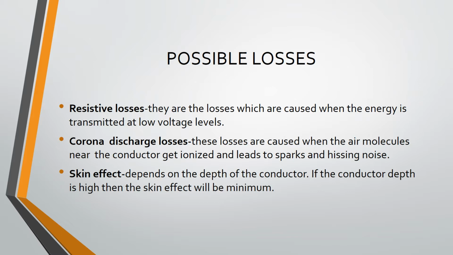Firstly, residual losses. These losses are mainly due to the transmission line being operated at low level voltages. And secondly, the corona discharge losses. These are losses caused by the air molecules near the conductor, which get ionized by the conductor and lead to sparks and a hissing noise. These are called corona discharge losses, and at this point the capacitor discharge voltage is reduced.